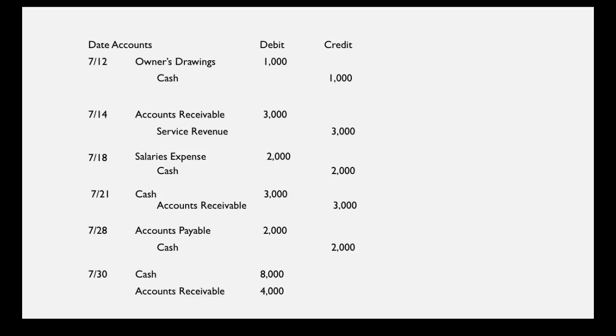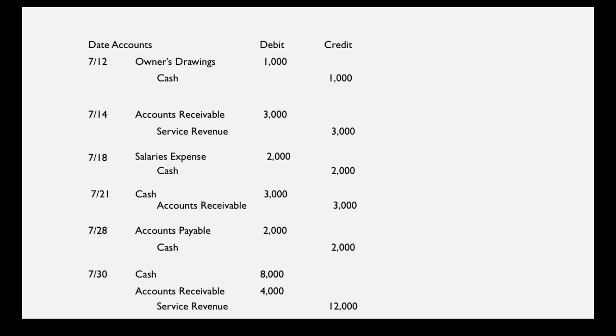The remainder on account means that we billed our customers. So they owed us $4,000 for this work, and so we increase our accounts receivable by $4,000. And service revenue, we credit service revenue for the total amount of work that we did. Not just what we got paid for, but the total amount of work that we performed. So those are all of our journal entries for those transactions.